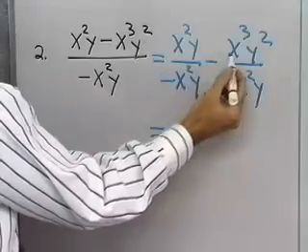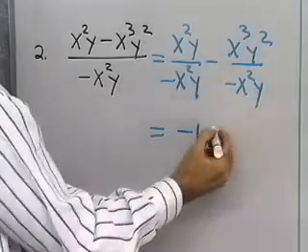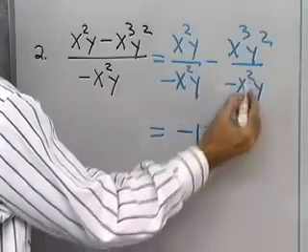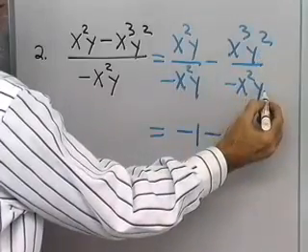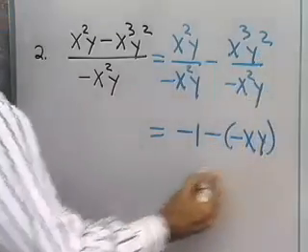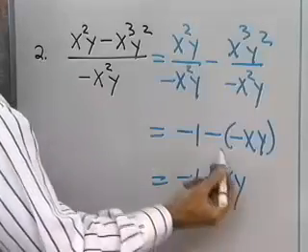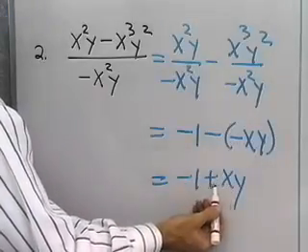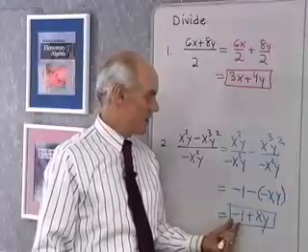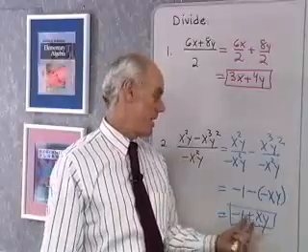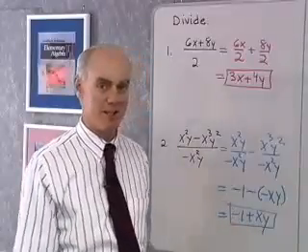Here I have subtract x cubed y squared over negative x squared y. So that'll be minus a negative. x cubed over x squared is x, and y squared divided by y to the 1 will just be y. And then this is negative 1 plus xy, because subtracting a negative is the same as adding its opposite, positive xy. So this ends up to be negative 1 plus xy for the quotient of these two polynomials. Not a very nice looking answer, but still it is the quotient.